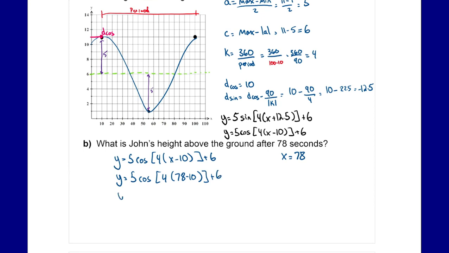plus 6. Here we just have to be careful, make sure we're using BEDMAS. We should end up with 5 times cosine of 272 plus 6. We get y equals 6.2 meters. Right, so just make sure we're doing BEDMAS, brackets, then multiplication, but we have brackets within brackets, and then do our cosine, then multiplication, and then add our 6.